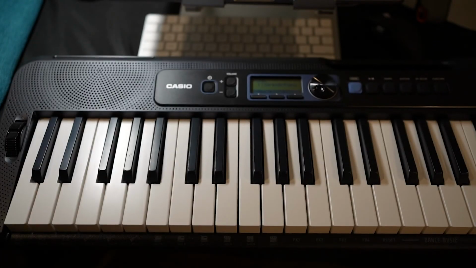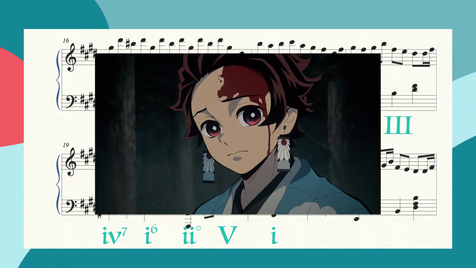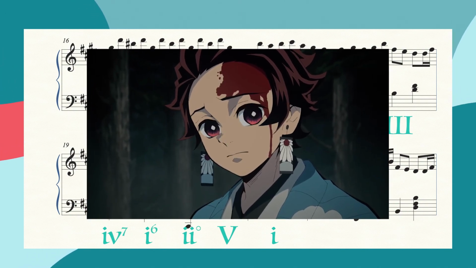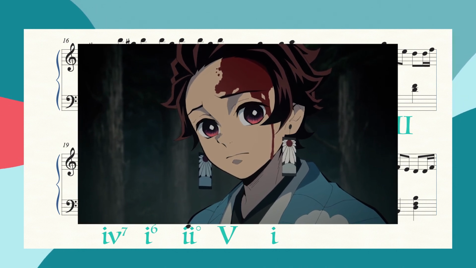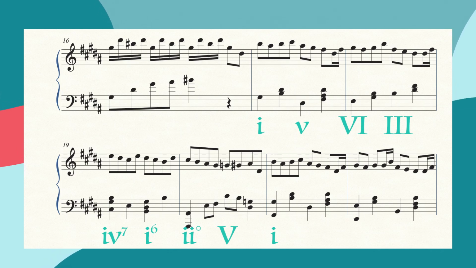Then repeat. I actually did some sight reading recently of Tanjiro's theme from Demon Slayer, and it has the exact same chord progression as this, just in a different key, D minor. Not sure how common this chord progression is, but it's a pretty nice one.